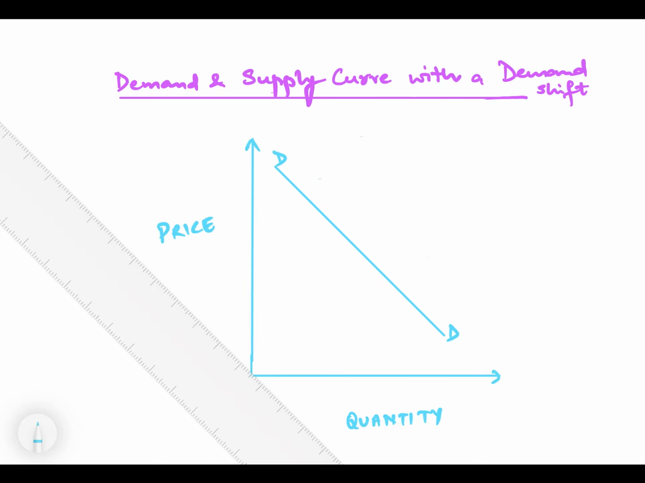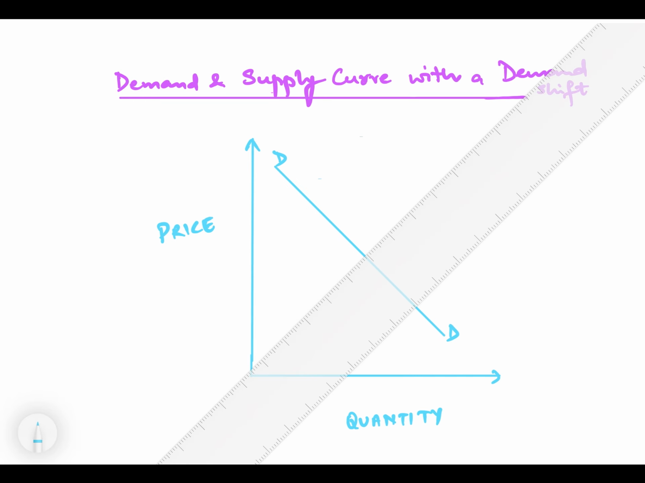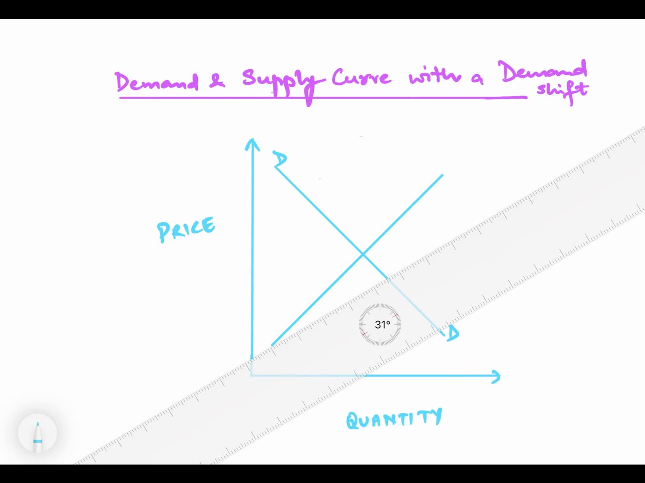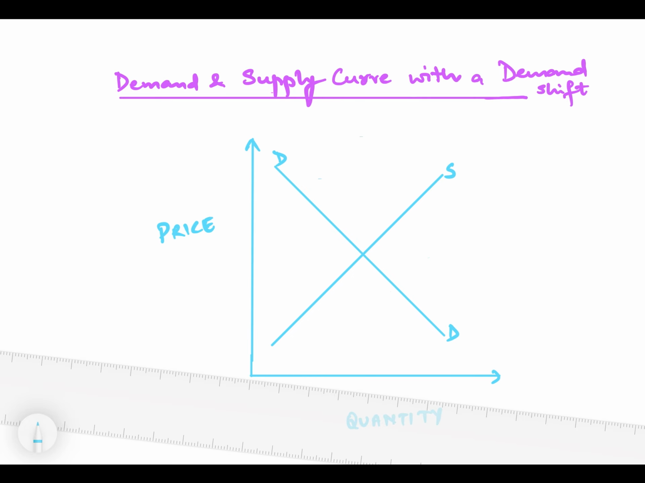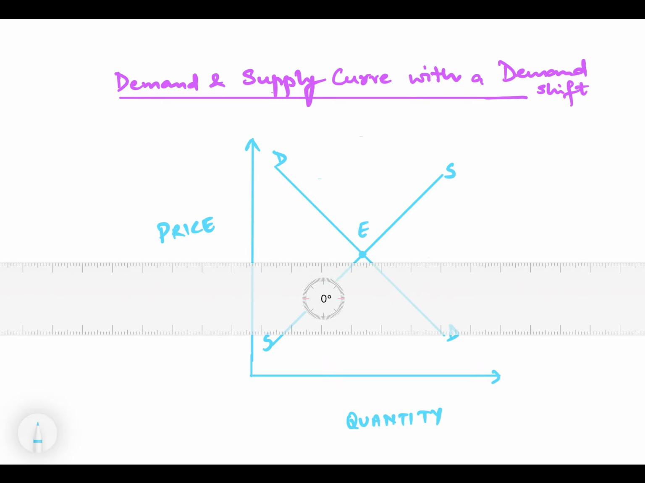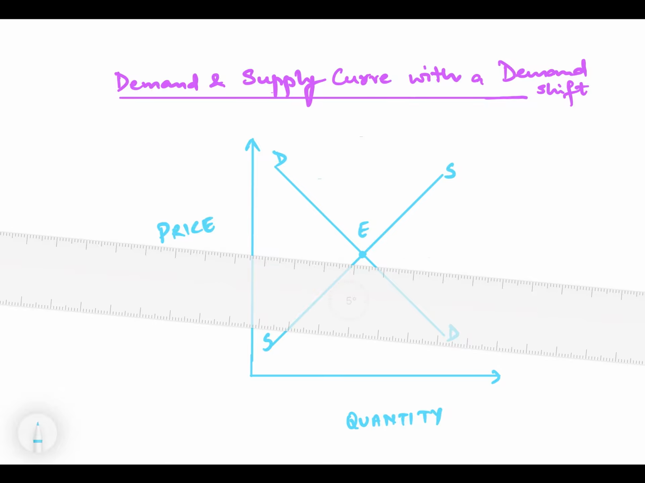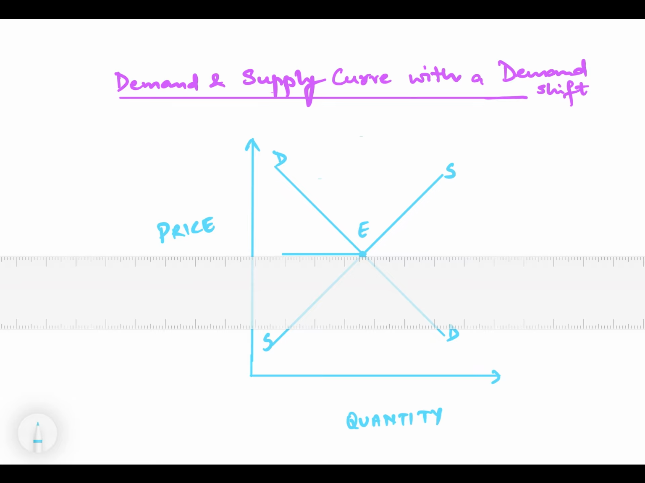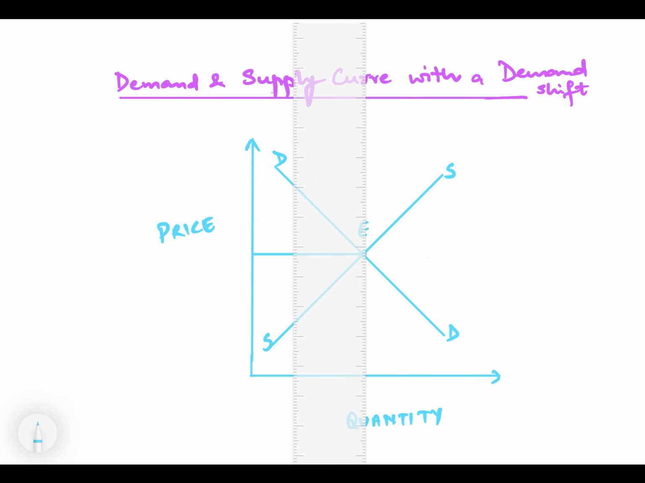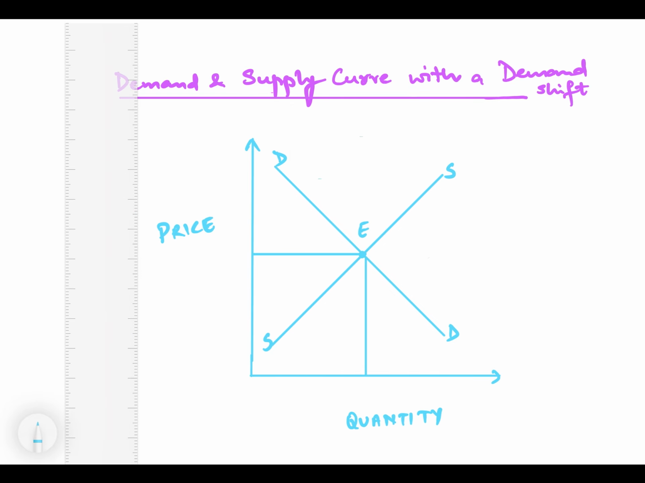And then we have the supply curve. The supply curve always slopes upward. As prices rise, producers are willing to supply more. So let's label it as SS. Where the two curves meet is the equilibrium point. It's the market equilibrium. And from this point, we are going to extend this to price and this to quantity. Let's label it as P star and Q star.